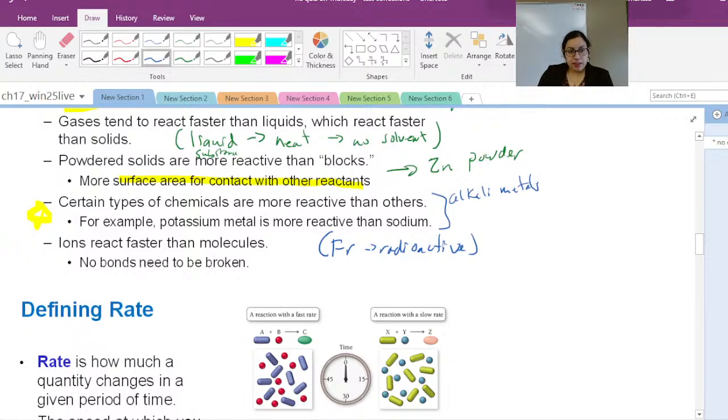And then ions tend to react faster than molecules. So again, we usually work with ions, literally everything we work with in this class, essentially.